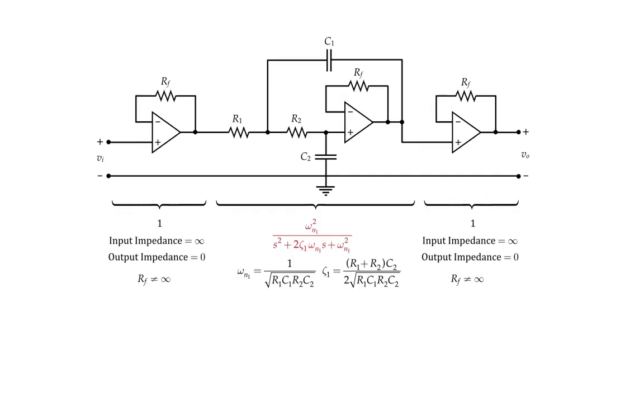It's a 3-stage system. The middle stage is classic second-order dynamics, natural frequency omega n1, damping ratio zeta 1. The DC gain is 1. Upstream and downstream from that, we have voltage follower circuits, each with a transfer function of 1, but nicely infinite input impedance and 0 output impedance.